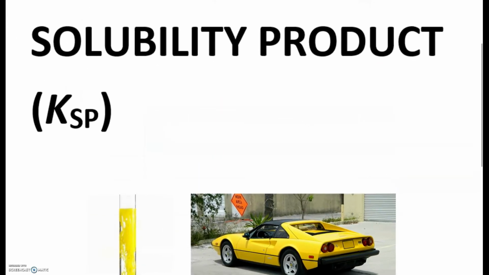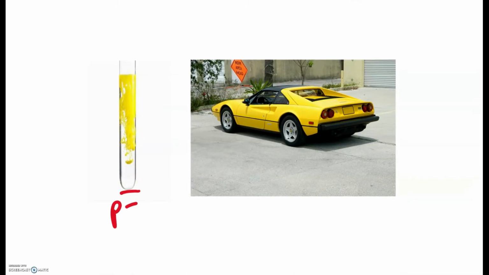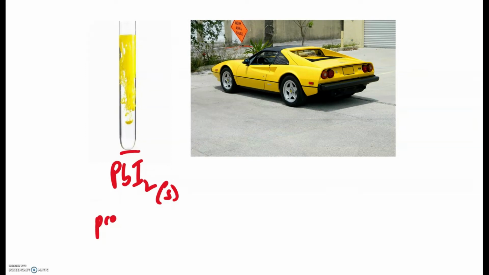Welcome to chapter 16, something called solubility product, otherwise known as KSP. And in previous explorations with this yellow stuff, this is called lead 2 iodide. It looks like that. And in our solubility guidelines table from way back, we would say that this is what we call a precipitate because it falls out of solution.